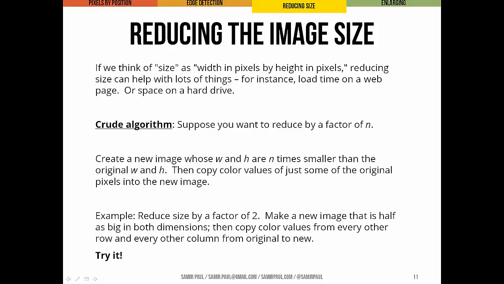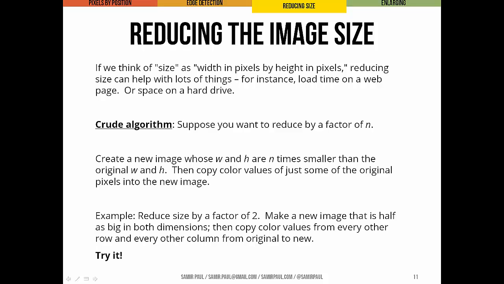And if you could reduce them in such a way that it didn't lead to a really highly noticeable loss in quality, you're in a good situation. So here's a very crude algorithm for how you might reduce an image size by a factor of n. If you have a source image whose width and height are W and H, you create a new blank image whose width and height are n times smaller than that.